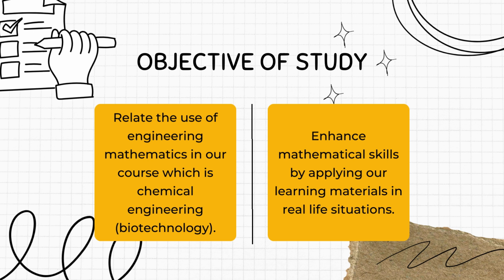The objective of our study is firstly to relate the use of engineering mathematics in our course, which is chemical engineering biotechnology. The second one is to enhance mathematical skill by applying our learning materials in real-life situations.